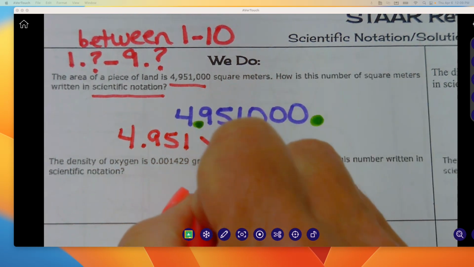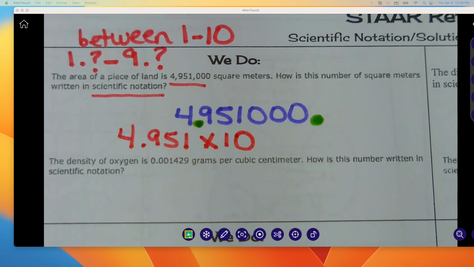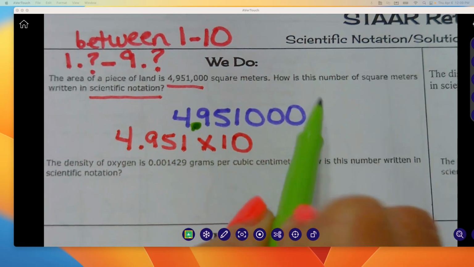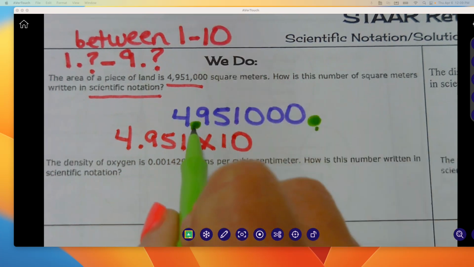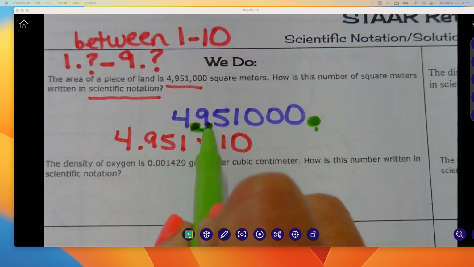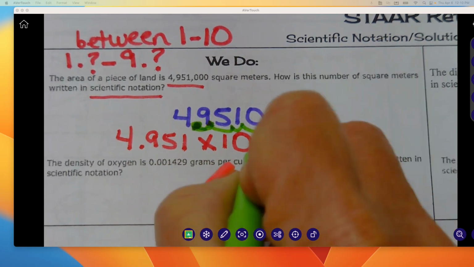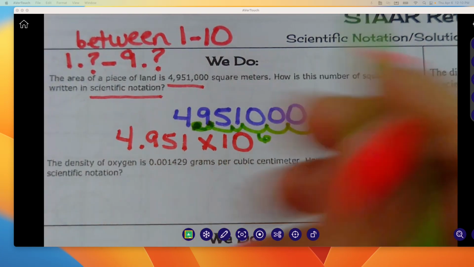Remember, with scientific notation, you're always going to multiply by 10. Okay, now to find what the exponent is, you're going to go from decimal point to decimal point and you're going to move and count. So 1, 2, 3, 4, 5, 6. Okay, so my exponent's going to be 6.